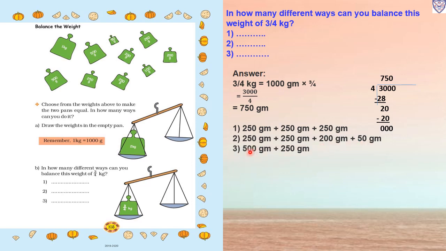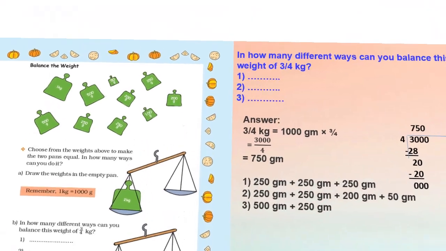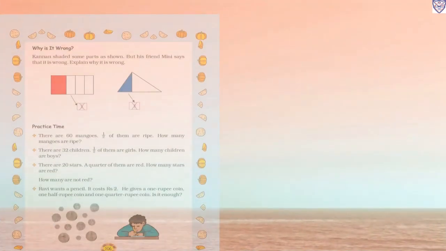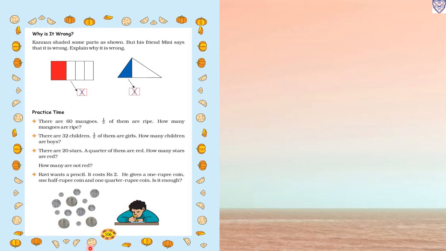In the third way, we will keep a 500 gram bag and 250. So it will make 750 gram. Now next, page number 106. Why is it wrong? Kannan shaded some parts as shown, but his friend Minnie says that it is wrong. Explain why it is wrong.